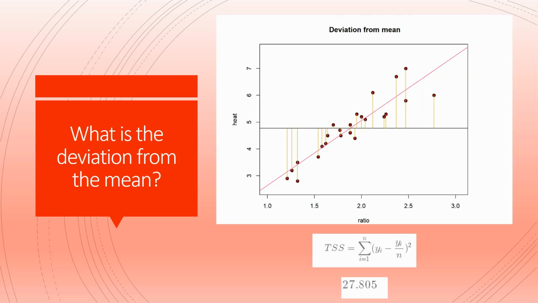at the bottom. We can also calculate how far the values deviate from that standard mean. So that's what the orange lines represent, and we can find that calculation at the bottom. The total deviation from the mean to the points is 27.805.